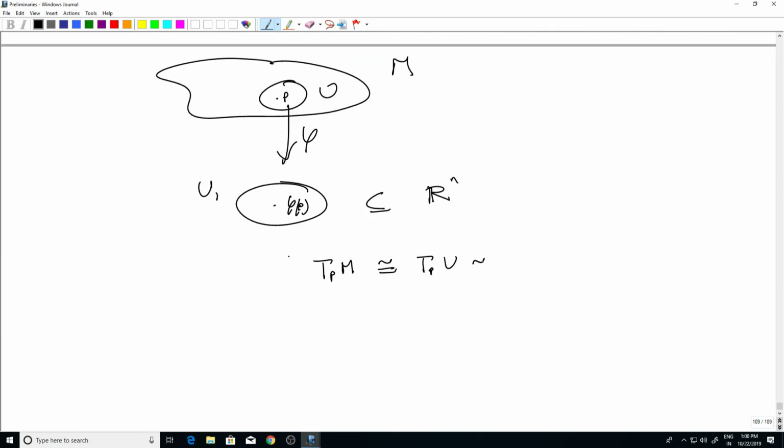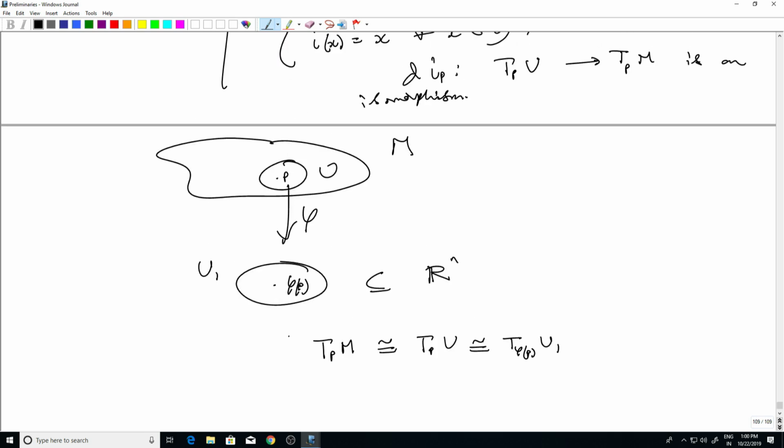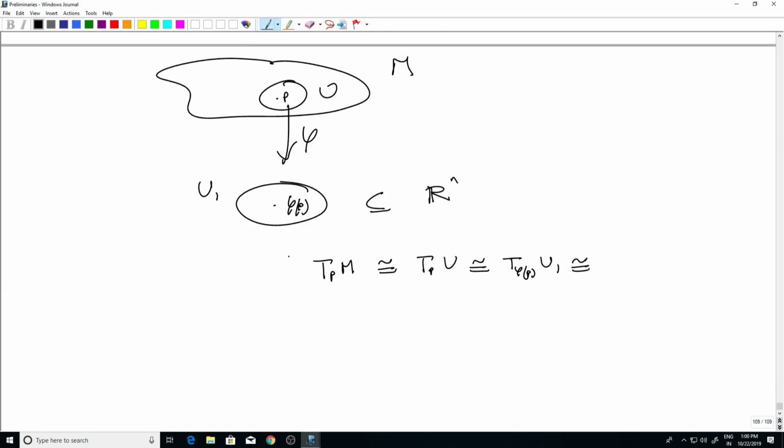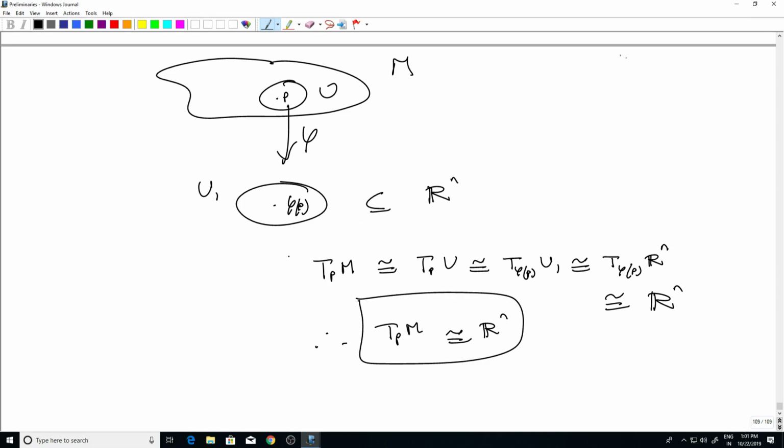And since phi is a diffeomorphism, I also know that this is isomorphic to T phi of P of U1. Again, back to this statement, this time I'll apply it to U1 contained in Rn. So I'll get this is isomorphic to T phi of P Rn, which is the tangent space to Rn at some point, and this we have already seen is isomorphic to Rn itself. So finally I get that, therefore, TPM is isomorphic to Rn. So this is basically the idea of the proof.